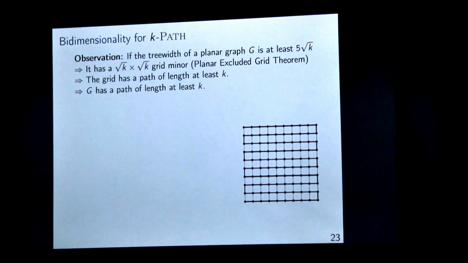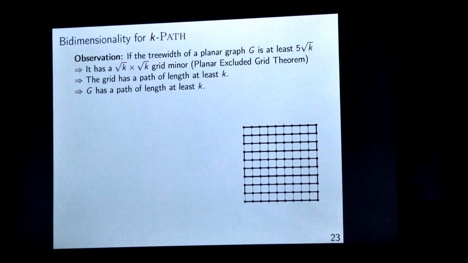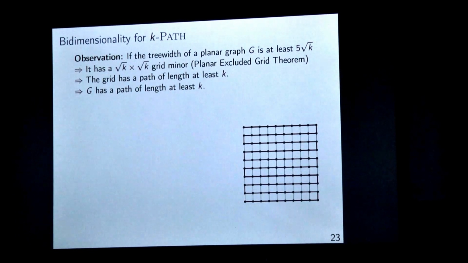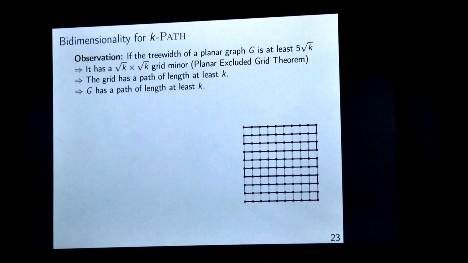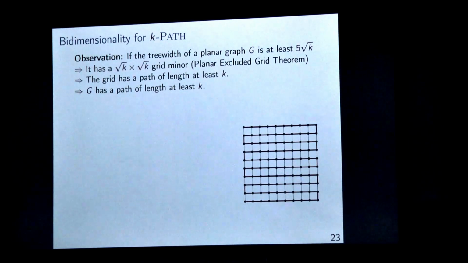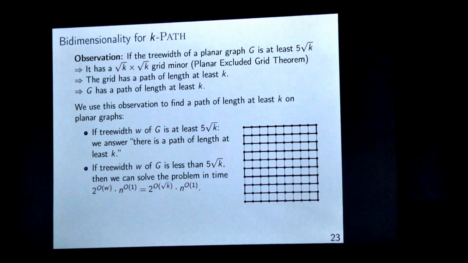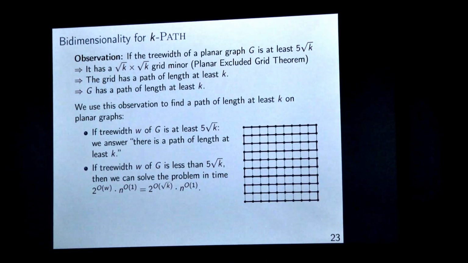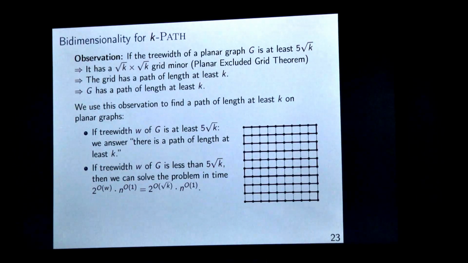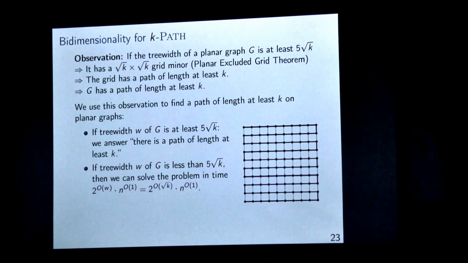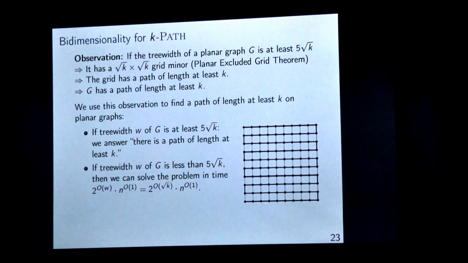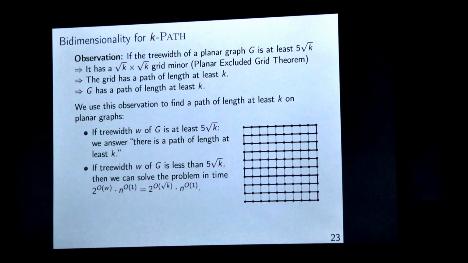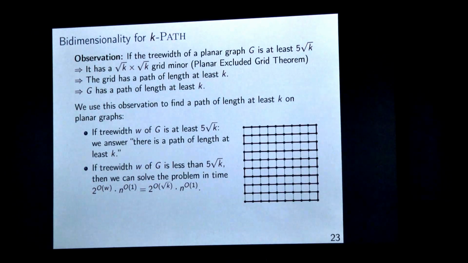Prove for yourself that even when you did this operation, if you found a grid as a minor and found a path, you can get a path in the original graph by doing the reverse tweaking. Prove it for yourself. Okay? So what is our algorithm? Well, we use the observation to find a path of length at least k on planar graphs. If the treewidth is larger than 5 root k, the answer is, there is a path of length at least k. If the treewidth W is less than 5 root k, then what do you know? I know my 2 to the power big O of W algorithm, right? So I substitute W with big O of root k, and done. So happy. Right?